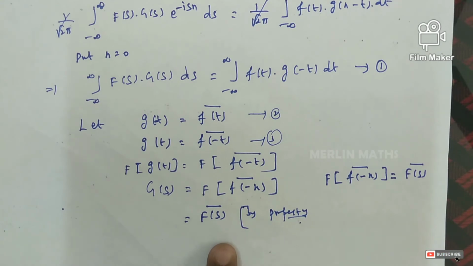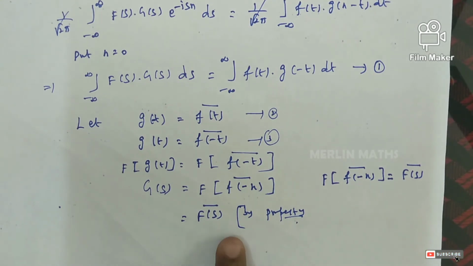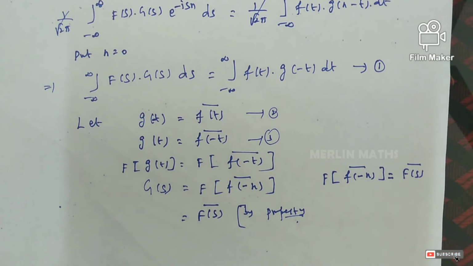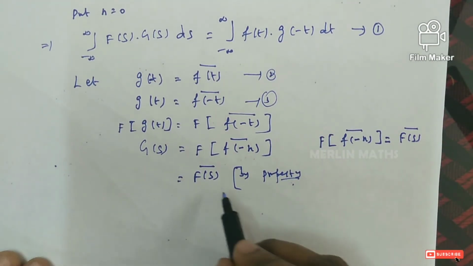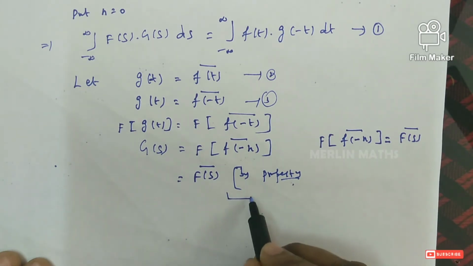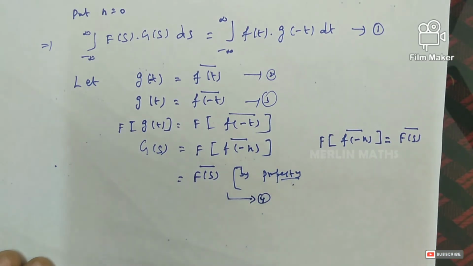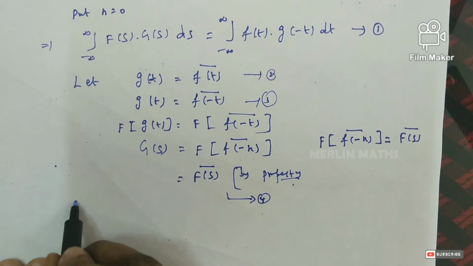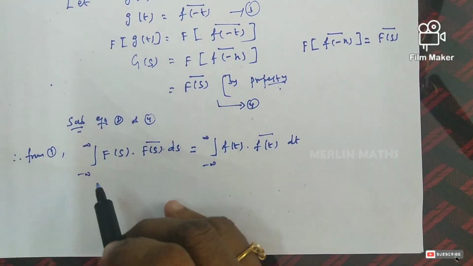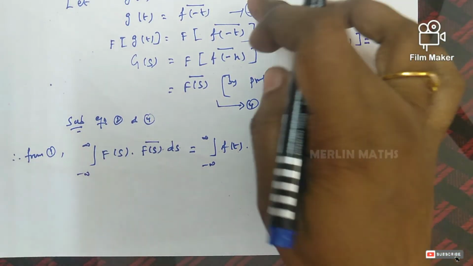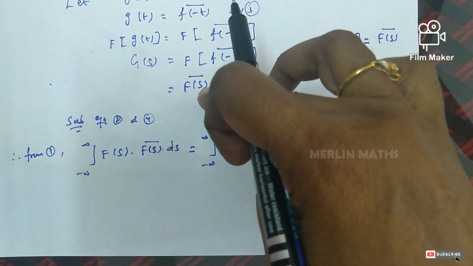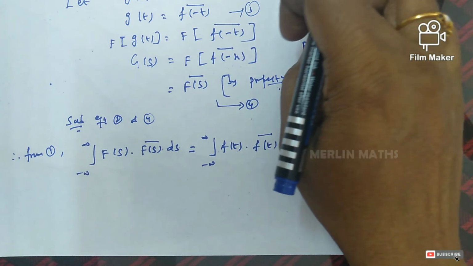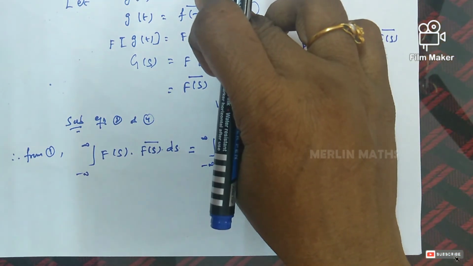Now what we are going to do is substitute these values in equation 1. What are the values? G of s is equal to F of s bar. We will call this equation 4. So substituting equations 2 and 4 in 1, in the place of G of s we substitute F of s bar. In g of minus t, we substitute f of t bar.